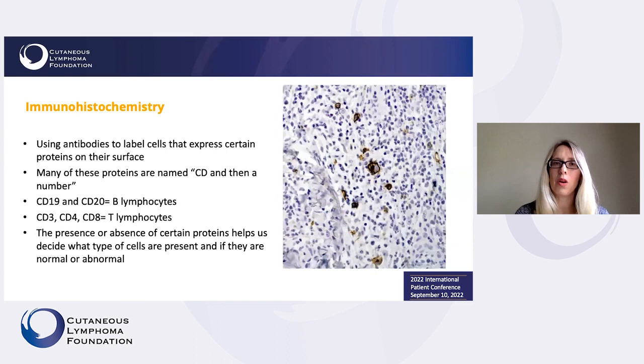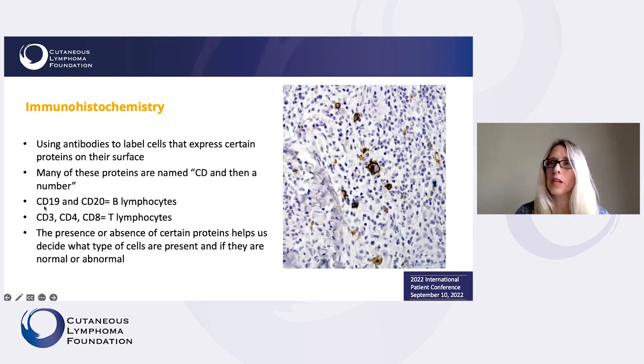Then we go on to immunohistochemistry, and that uses antibodies to help us decide what kind of cells are present. So if you're looking at one of your own pathology reports, oftentimes you'll see some of these proteins that are named CD and then a number.